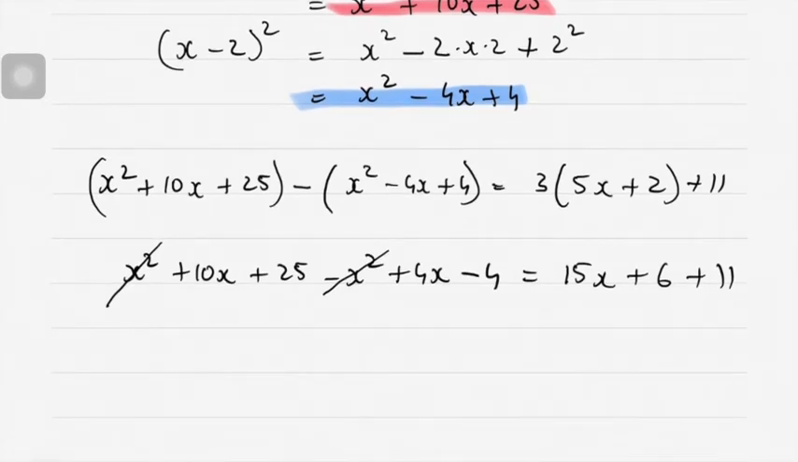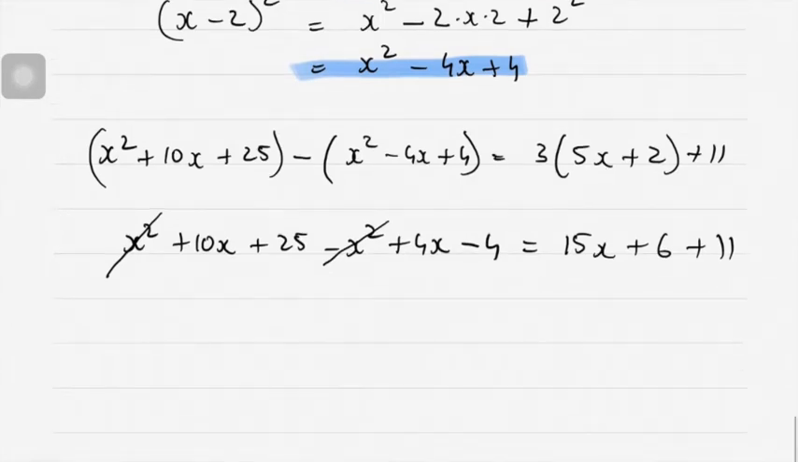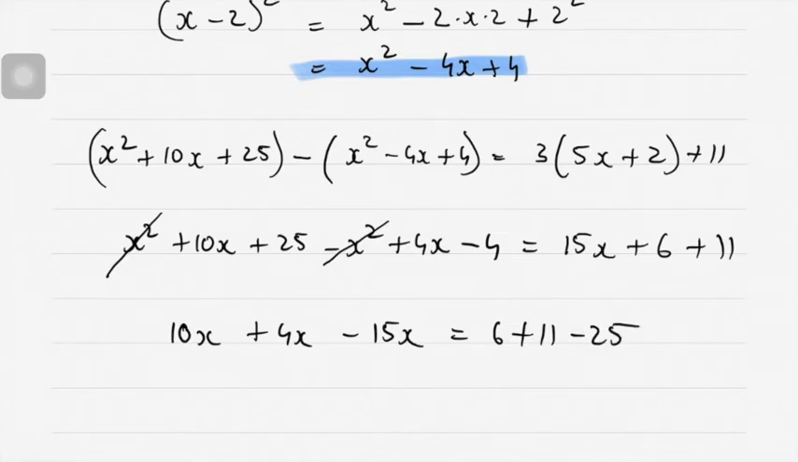Now I'll bring x terms on one side and number terms on the other side. So 10x plus 4x and 15x I'll bring this side. So minus 15x. Okay. Here 6 plus 11. 25 I'll bring this side, it will become minus 25. Minus 4 I'll bring this side, it will become plus 4. Okay.